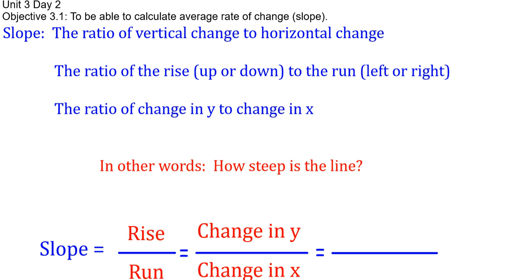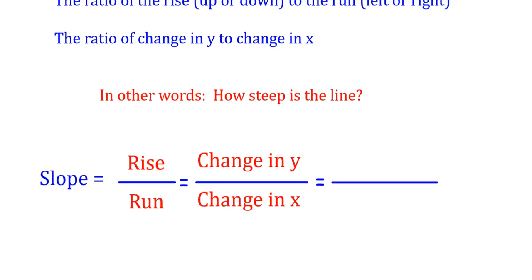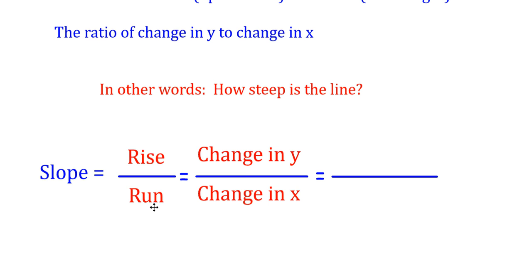So remember, the slope is talking about the ratio of the vertical change to the horizontal change. Vertical, again, that's how it's going up or down, to horizontal, left or right. Vertical is also referred to as the rise and horizontal as the run. Or change of y, that's your vertical, the rise, to your change in x, your horizontal, the run. How steep is your line? So again, slope is referred to by all of these terms: rise over run, change in y and change in x.